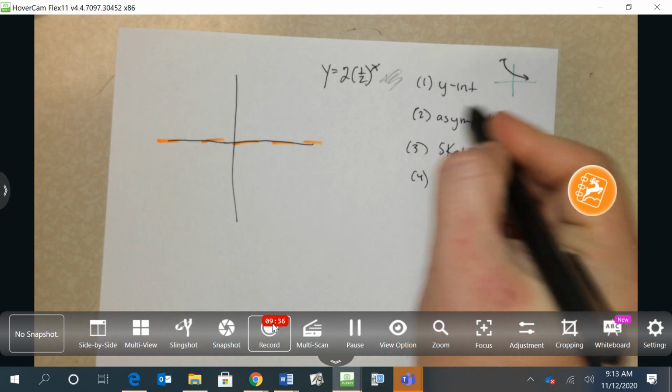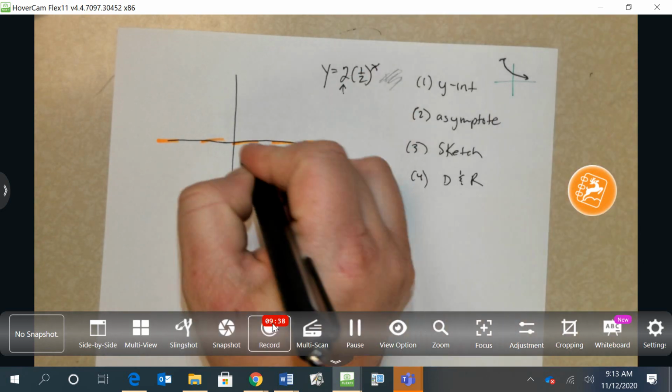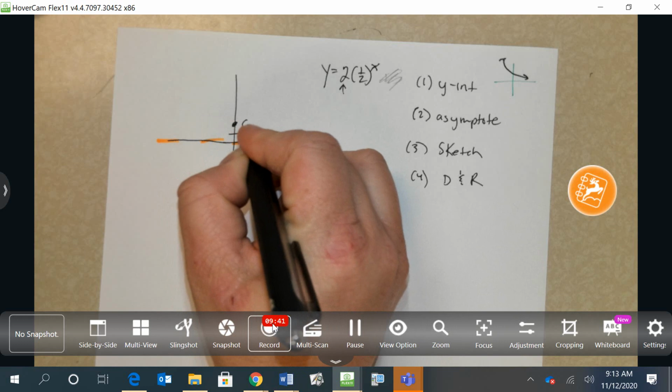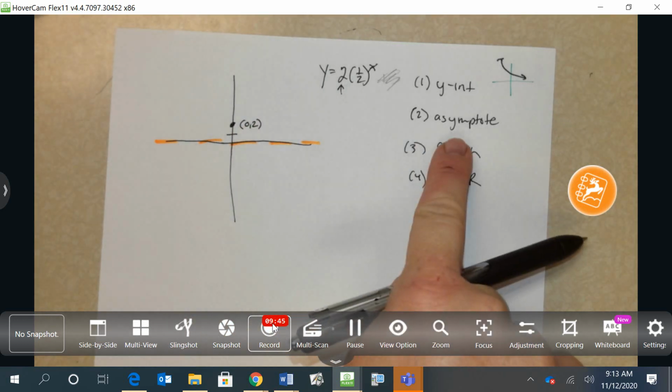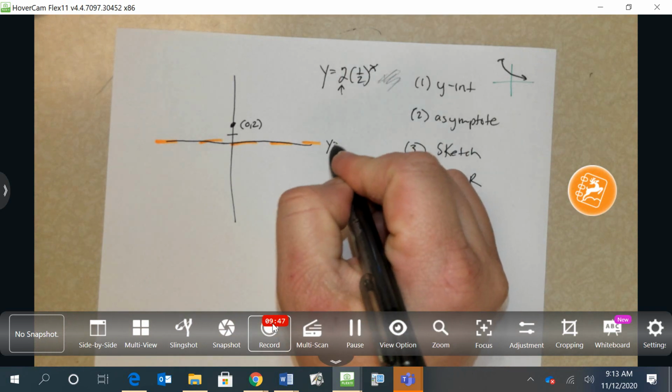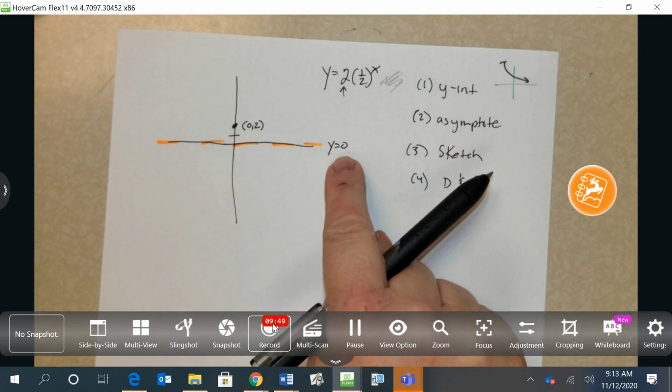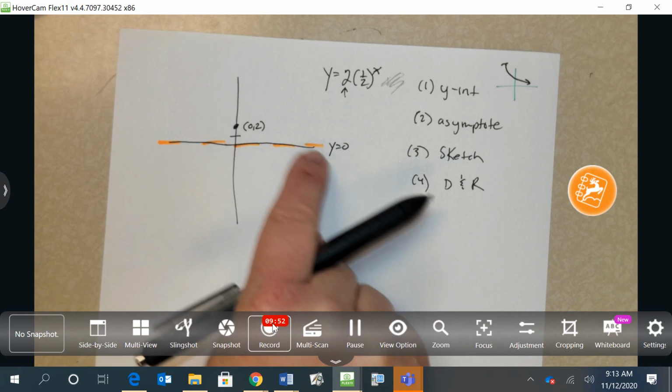Okay, so what is the y-intercept? That's this initial value. So I go to +2, and I'm going to write it down as (0, 2). That's the y-intercept. I know that the asymptote is at y equals 0. I want you to write it as an equation, so y equals 0. The first two are done.